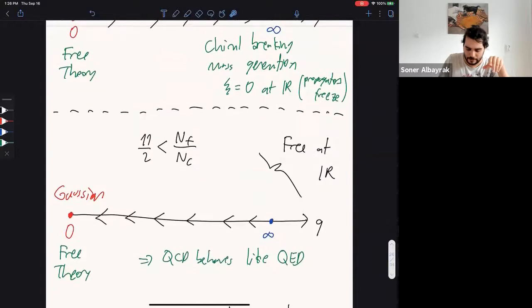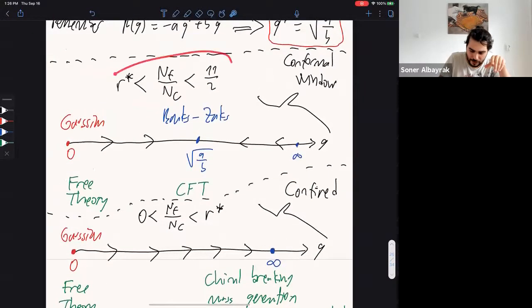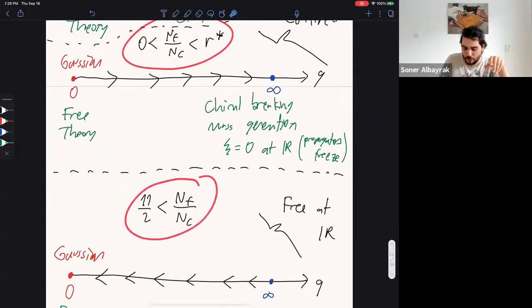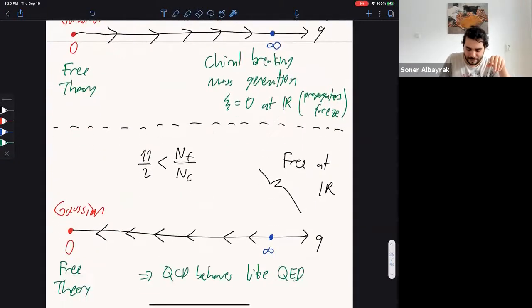And the last possible case is if NF is too high. In that case, the Gaussian fixed point is the stable one. The flow is towards the Gaussian fixed point, right? Now, G is an irrelevant direction.